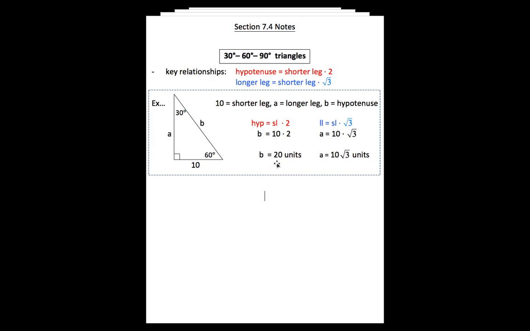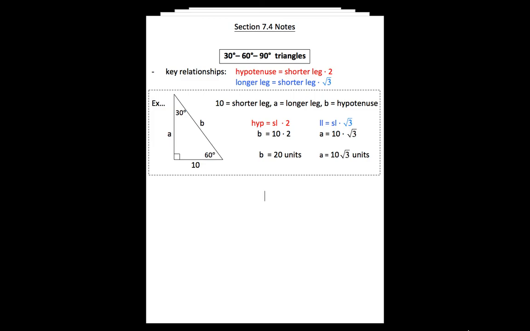What I come up with is that B is 20 units, or the hypotenuse is twice the length of the shorter leg. And I also come up with then that A is 10 times the square root of 3 units, or the longer leg is equal to the shorter leg times the square root of 3.